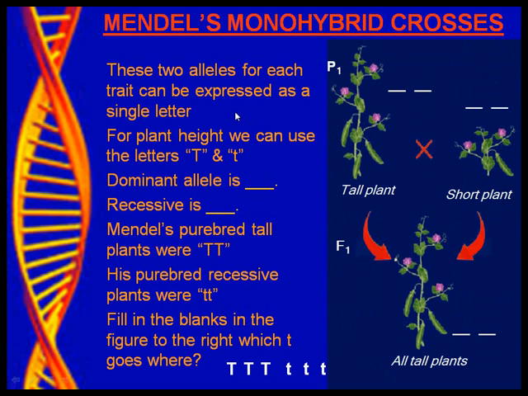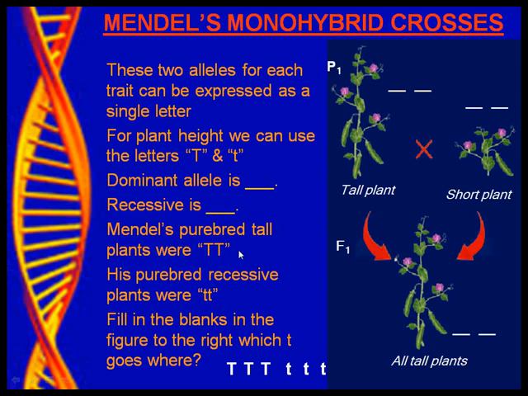So these two alleles, like we kind of started talking about in meiosis, for each trait can be expressed as a single letter. And for plant height, we'll just use the letter T. You could use any letter, it could be A, B, C, doesn't really matter. The dominant allele, we're going to use capital T. Okay, dominant, capital letter, kind of relate. And then recessive will obviously use the lowercase t. And hopefully you're starting to get some recall from middle school when you first did this.